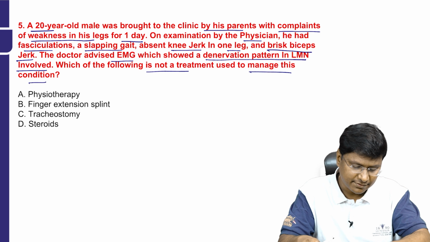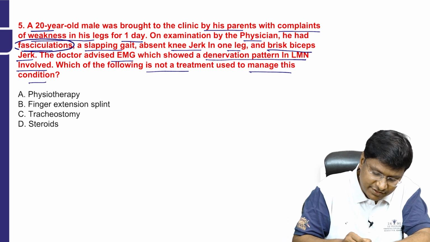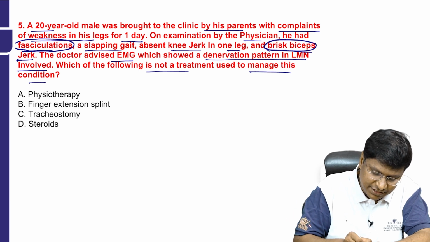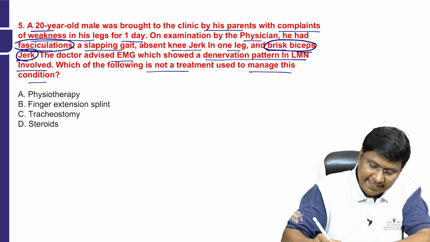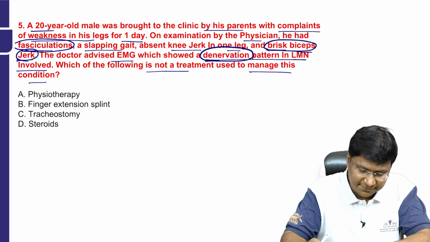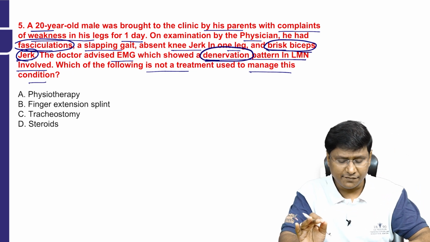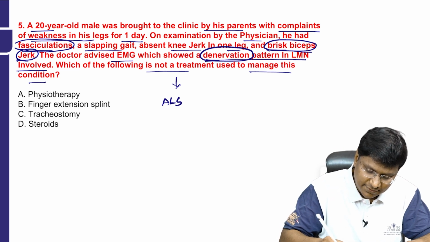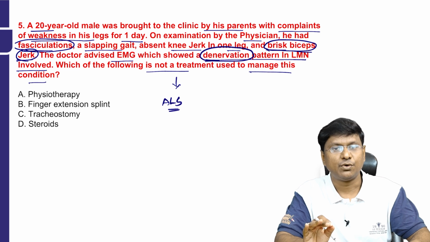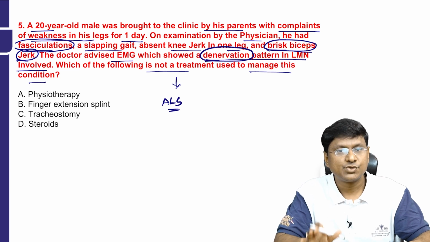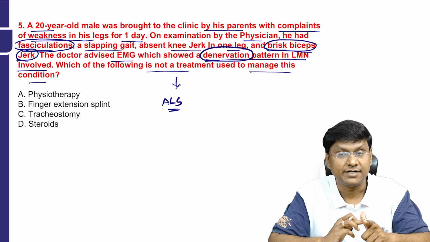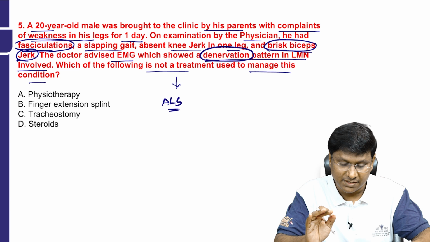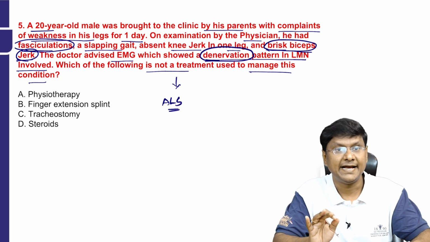Now, what is this clinical picture suggestive of? See, the individual is having fasciculations, which is a lower motor neuron problem. The individual is having a brisk biceps jerk, which is an upper motor neuron problem. And electromyography reveals the denervation pattern in the element involved. So, what is this suggestive of? Again, this clinical picture is suggestive of amyotrophic lateral sclerosis. So here you have weakness of legs, fasciculations, then slapping gait, brisk reflexes, and the absent knee jerk, right?